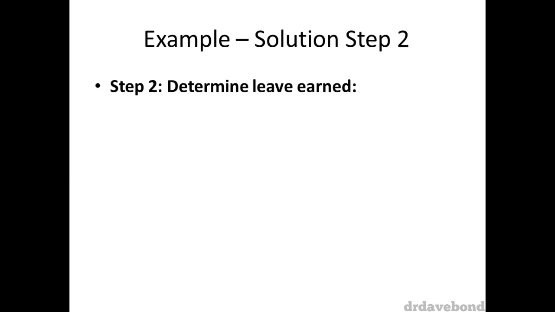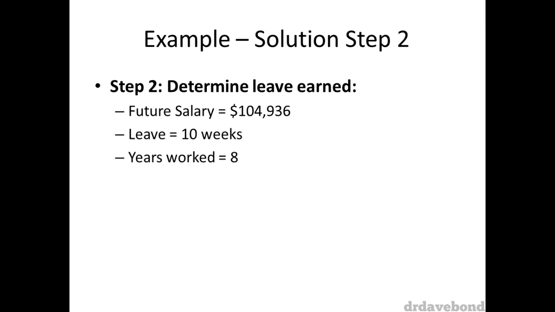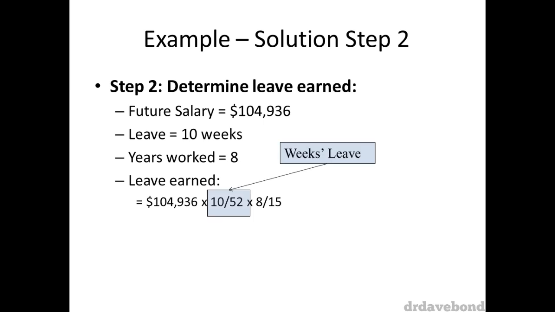Step 2 is to determine the amount of leave earned. Whilst Bill's future salary is $104,936, this is for a full year, whereas he only gets 10 weeks leave. In addition, he gets 100% of his leave once he has worked 15 years. He has only worked 8, so that needs to be taken into account as well. To calculate leave earned, we multiply future salary by the weeks leave he gets. In this case, that is 10 over 52. Then multiply this by the amount he has earned, which is 8 years, divided by 15 years. You'll end up with $10,763.